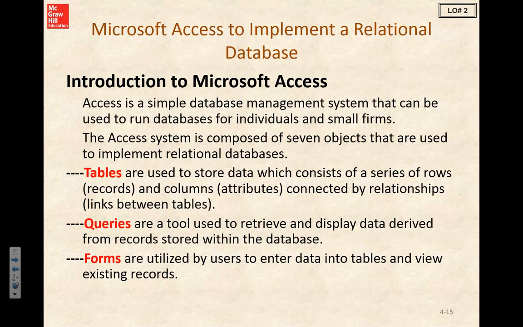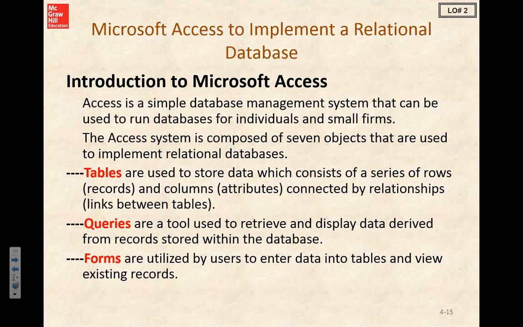In this course, we'll be using Microsoft Access to implement our relational databases. Microsoft Access is a simple database management system, and it can be used to run databases for individuals or for small firms. Access is composed of 7 objects that are used to implement relational databases. Starting out, there's the table, which is used to store data, consisting of a series of rows being records and columns being attributes, as we just learned about in the prior video.